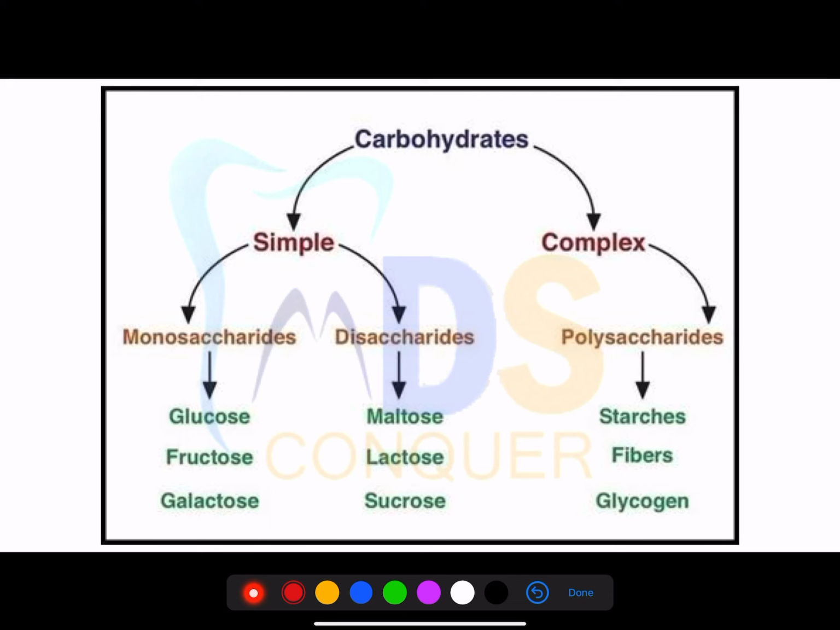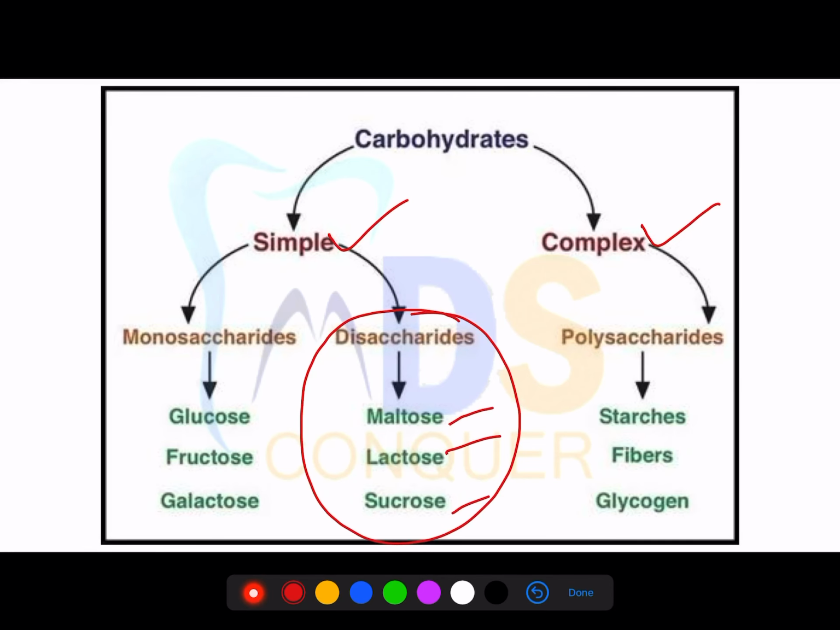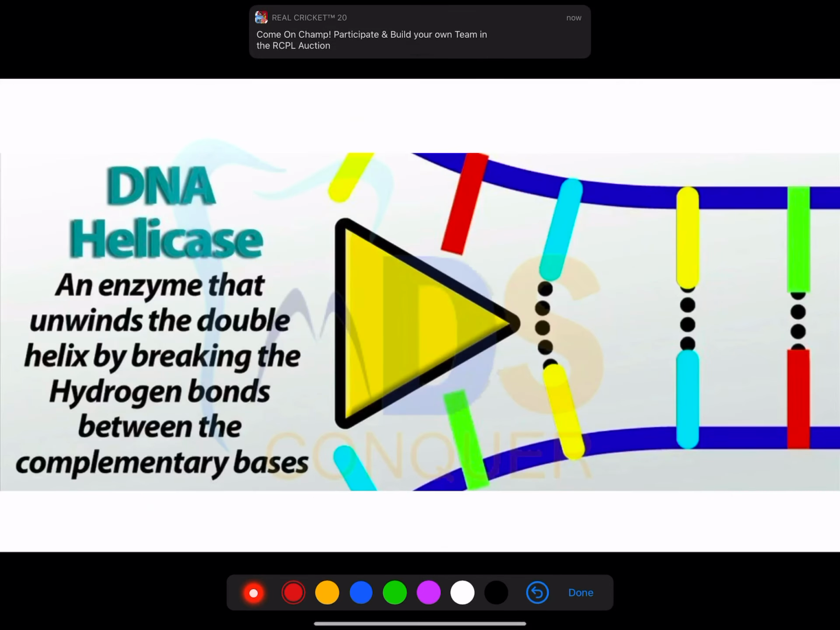Carbohydrates are divided into simple carbohydrates and complex carbohydrates. So they regularly ask which is disaccharide. Okay, so these are the disaccharides. These are the monosaccharides. The next question is, what is the use of DNA helicase enzyme?